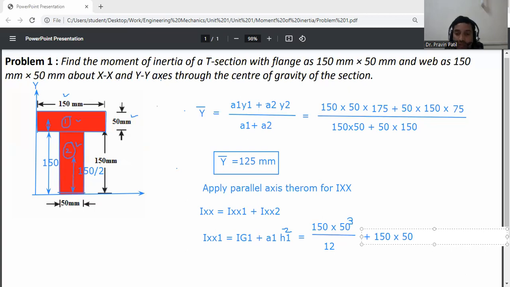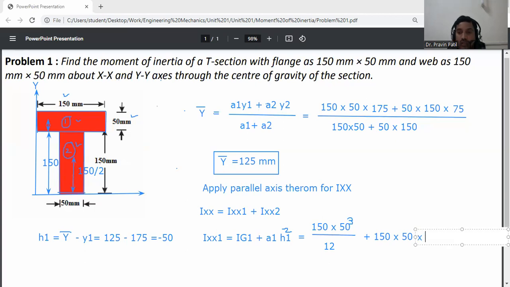Then how much is H1? I will explain here. H1 is equal to Y bar minus Y1. Y bar is 125, minus Y1, which is 150 plus 25, that is 175. So H1 is 125 minus 175, it will be minus 50.